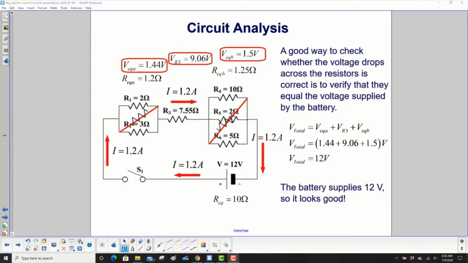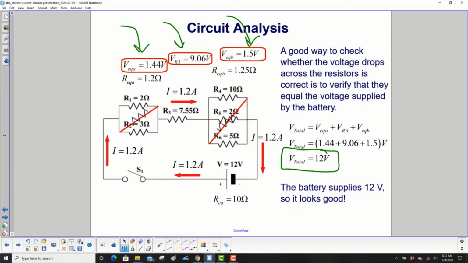A good way to check whether the voltage drops calculated is correct is to verify that they equal the voltage supplied by the battery. So we've highlighted them here. We have 1.44, 9.06, 1.5. We add them together, and yes, we get a total voltage of 12 volts, so it looks good.